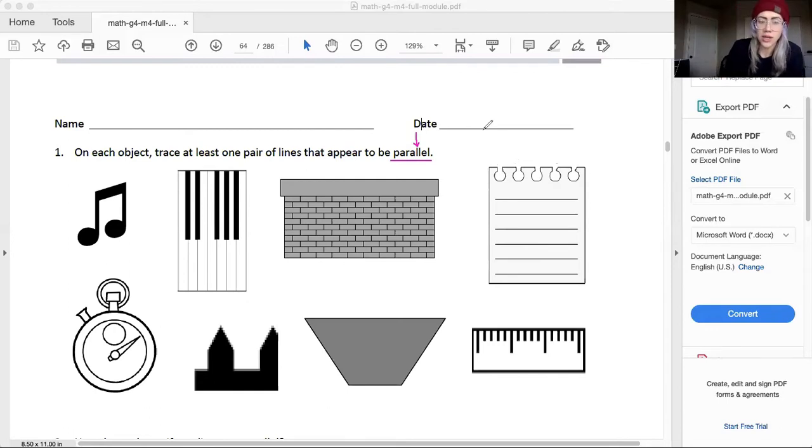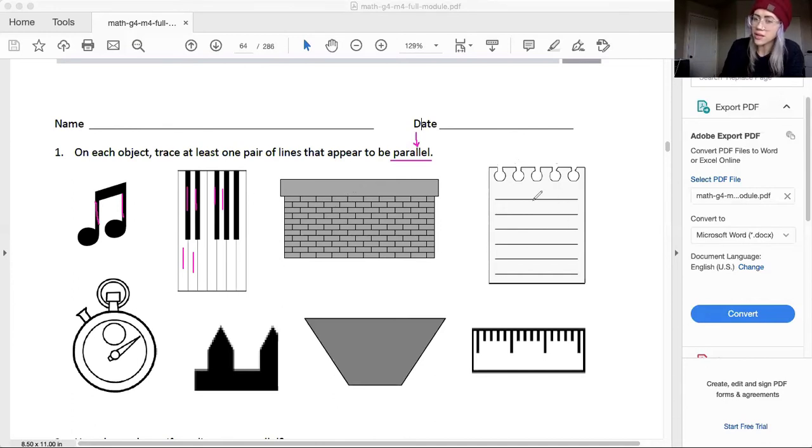Now look at these objects. Trace at least 1 pair of lines that appear to be parallel. So look at each object. Each object should have a pair of lines, meaning 2 lines that are parallel. Now right here and here in the music notes. Ooh, the piano keys. I see a lot of parallel lines with our black keys and also our white keys. Okay, here we have our brick walls. You can find the parallel lines there.